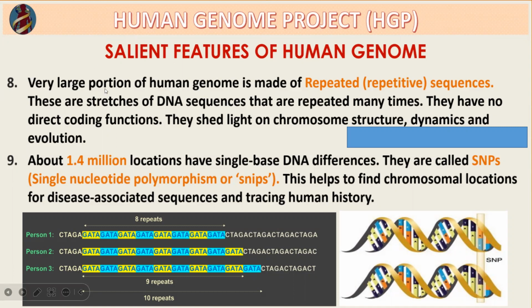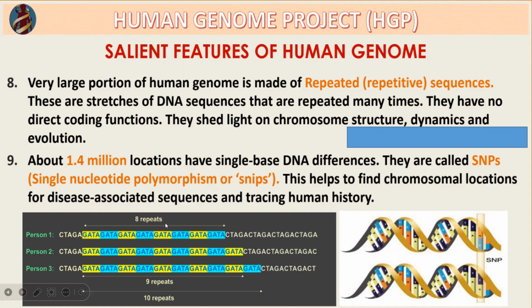About 1.4 million locations have single base pair differences. One base pair will be changed. This is called SNP, single nucleotide polymorphism, or SNPs. This helps to find chromosome locations for disease-associated sequences and in tracing human history.